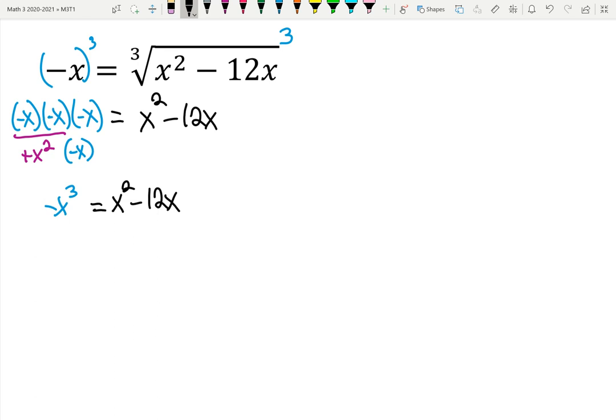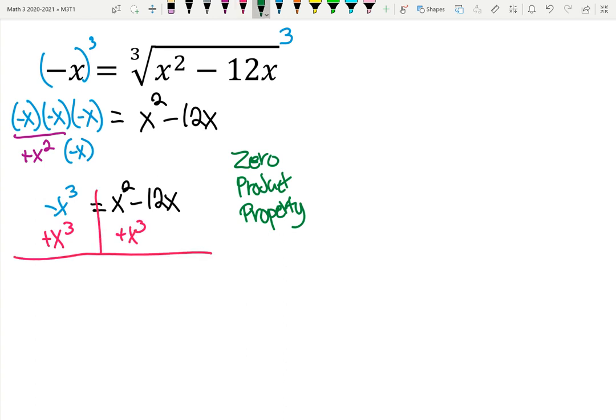Now I want to get everything on the same side because in order to solve this, I need to have one side be equal to 0. So I'm going to do the inverse of negative x to the third. I'm going to add that to both sides. This is going to result in 0, what I wanted, equals x to the third plus x squared minus 12x.